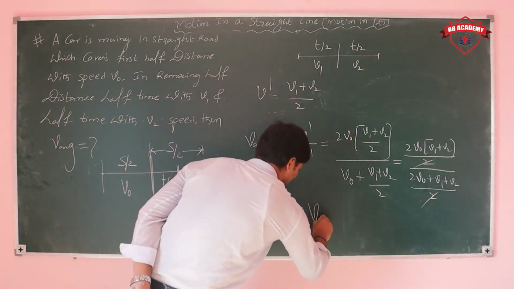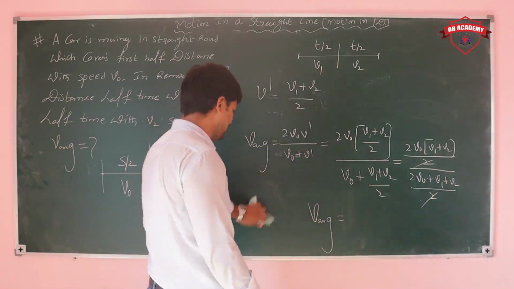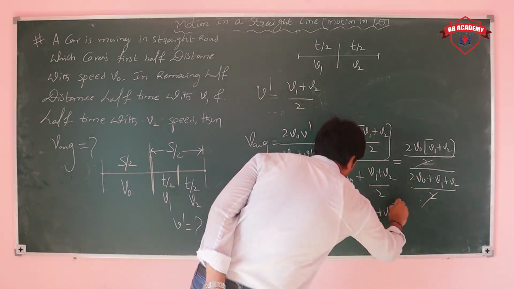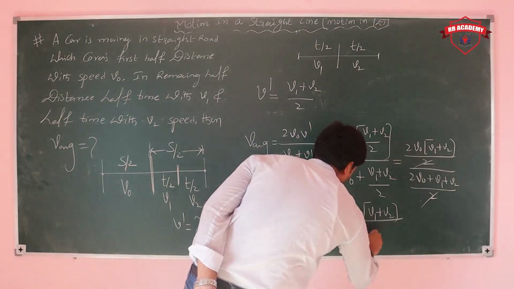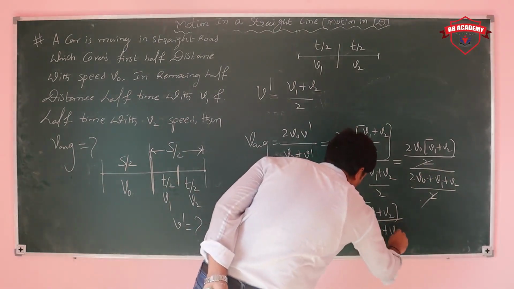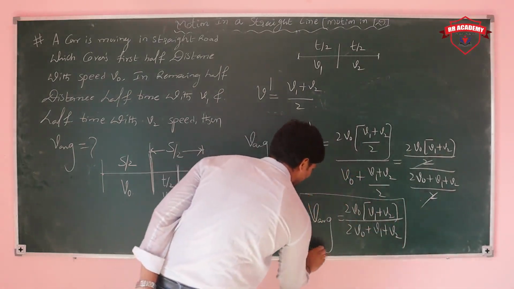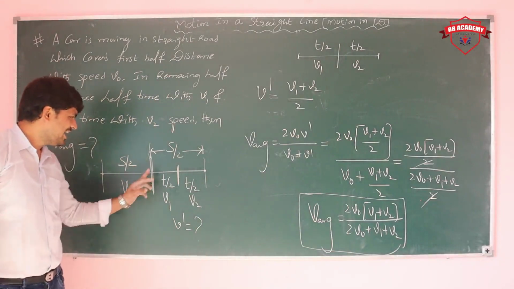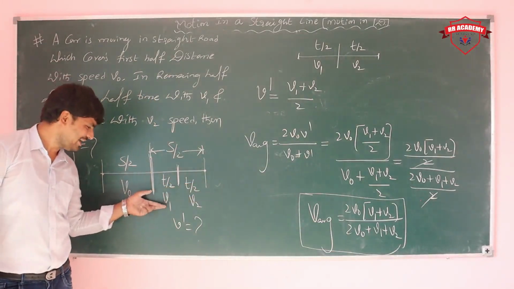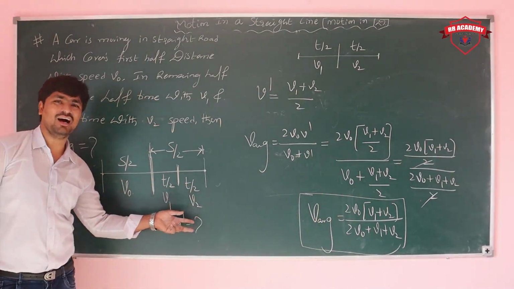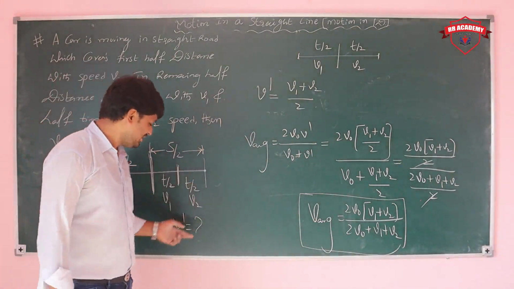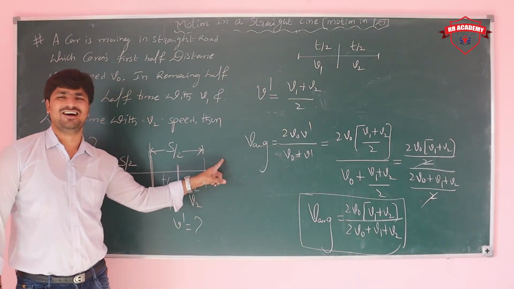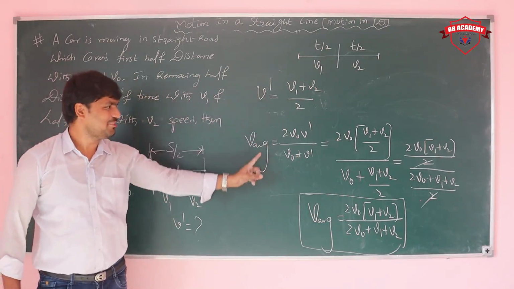The average speed is equal to 2v0 of (v1 plus v2) upon (2v0 plus v1 plus v2). This is the average speed when the first half distance is at v0, and in the second half distance, the first half of the time is at v1 and the second half of the time at v2. First of all, we need to get the speed in the total second half. If you know that, then it is easy to calculate. That's why I'm taking it like this.